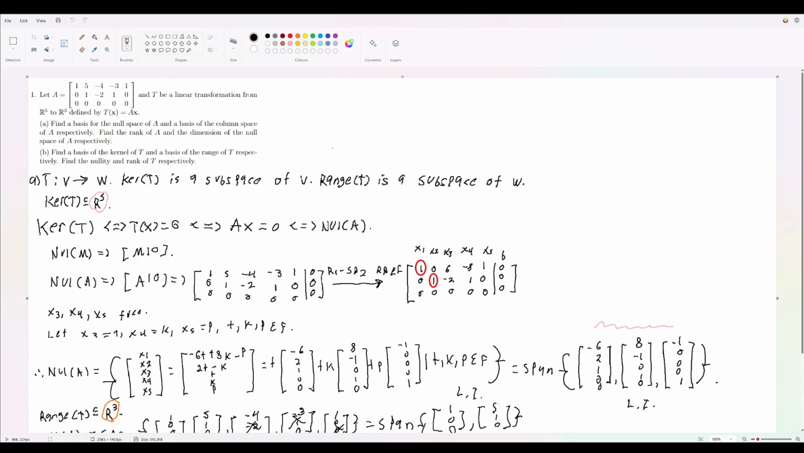Right, the first question for this is pretty much right out of a previous tutorial. We're finding the null space, the column space. The addition to that is the rank of A and the dimension of the null space of A respectively. So it's just dimension and the rank that is added onto this question.